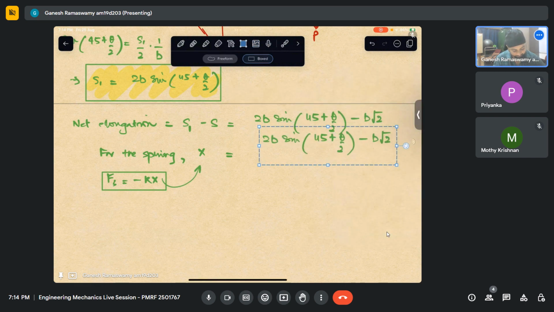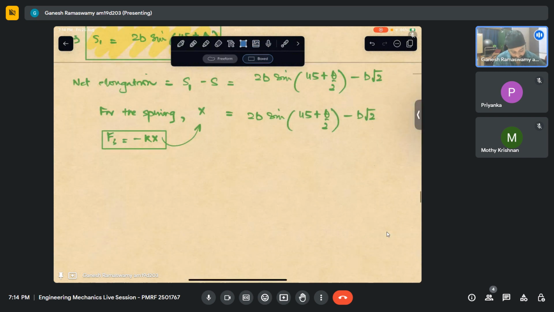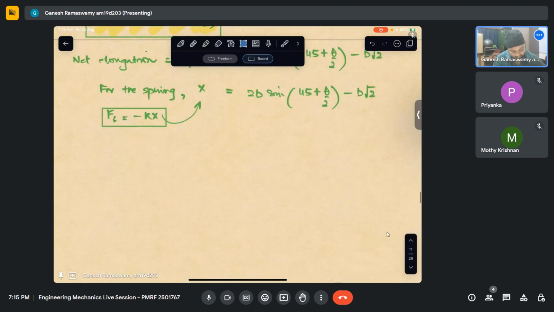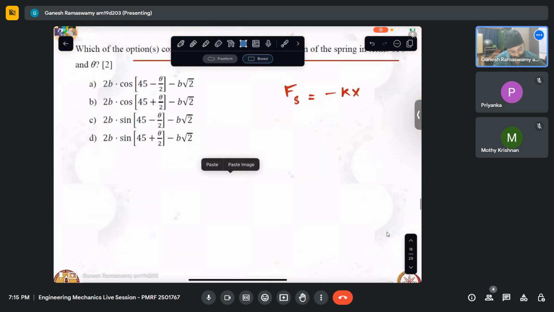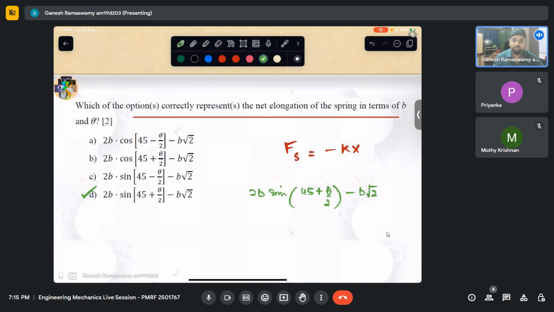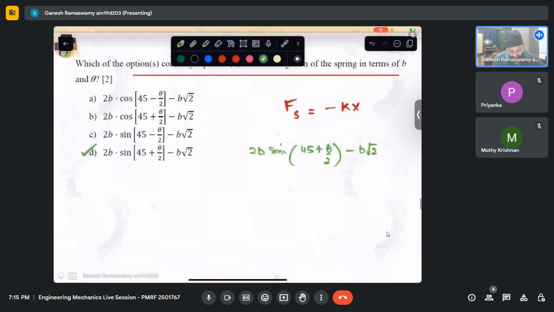So let us look at the options. So 45 plus theta by 2 and this is sine. So I have 45 plus theta by 2, 2b. This is correct. Now we have been asked which of the options, so there could be more than one. So what is the difference that we observe here? Sine has changed to cos.